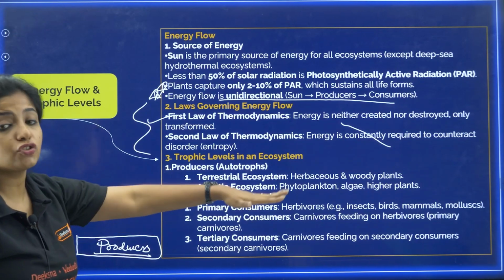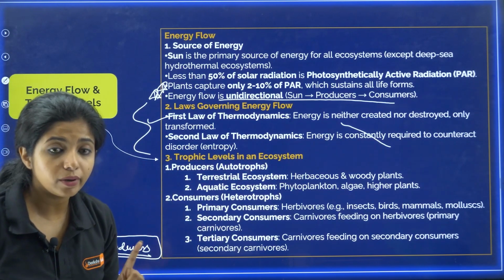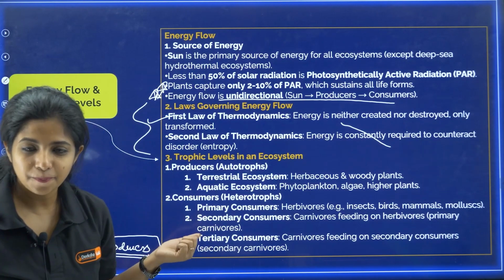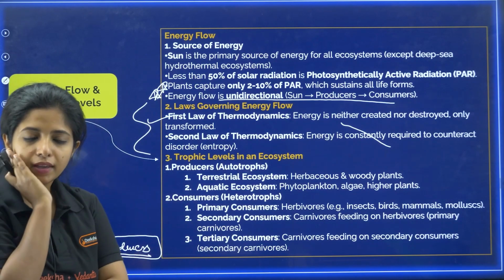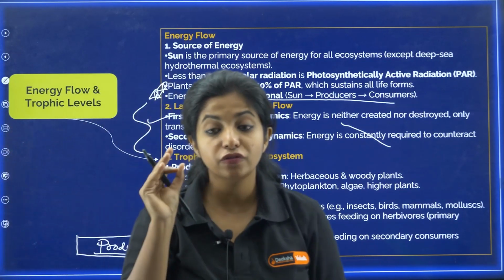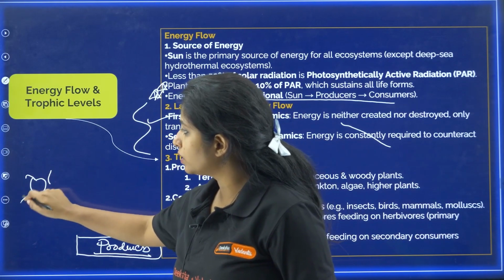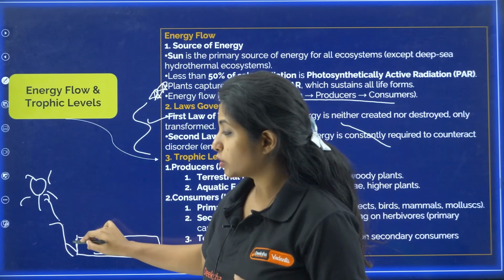Now, in the case of terrestrial ecosystem, that is land ecosystem, what are the organisms that occupy the first trophic level? The plants, the shrubs, and all these things, right? Herbaceous and the woody plants that we have. Now, in aquatic ecosystem, what is the one that occupies the first trophic level? Remember, the first trophic level will always be the one that takes in the sun's energy and stores it.